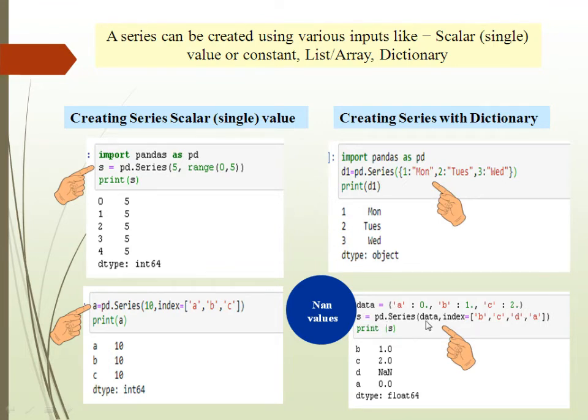Now pd.Series(data, index=[B, C, D, A]). It automatically matches the keys with their index labels and gives you the response. So see, B is 1. B reflects 1, it is correct, yes. C reflects 2, 2.0.